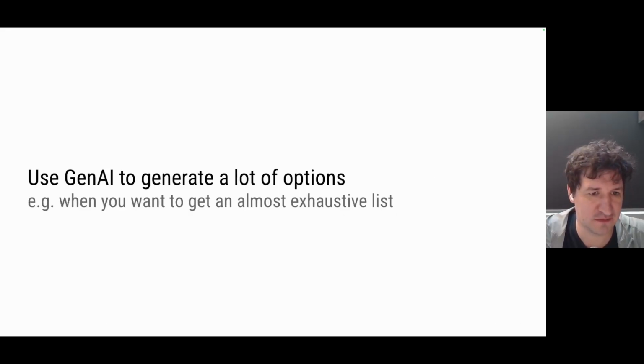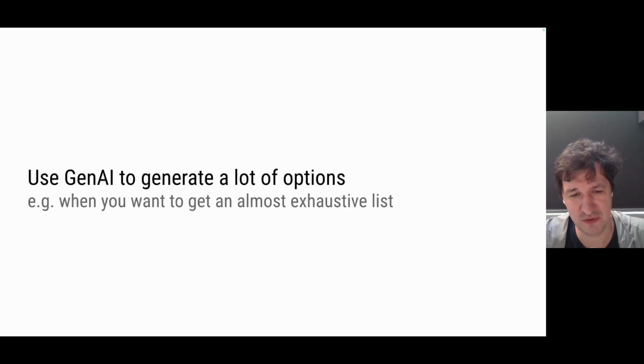Another piece of advice that I have with respect to generating ideas is that Gen AI cannot get tired. So you can use it when you need to generate a lot of different options. You can ask it to generate not just one idea, but 20 ideas or even 200 ideas. And it can also be very useful when you need to generate an exhaustive or almost exhaustive list of options.